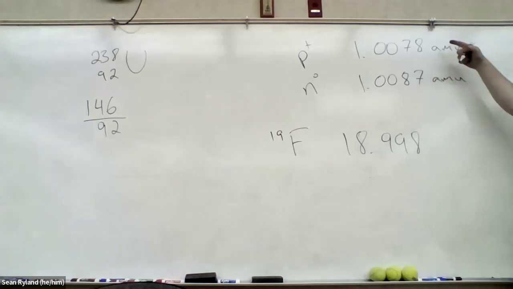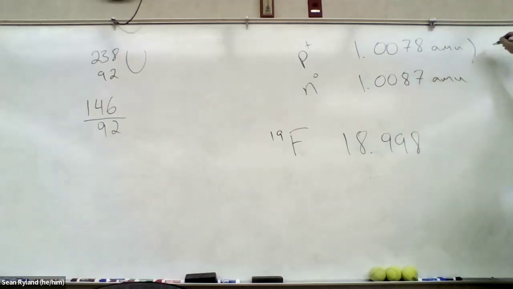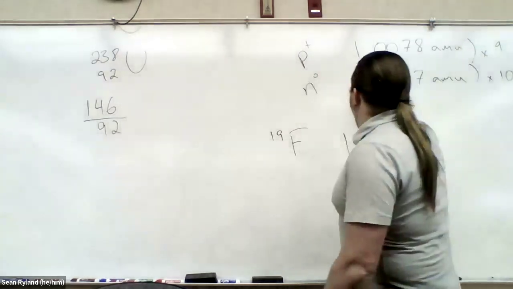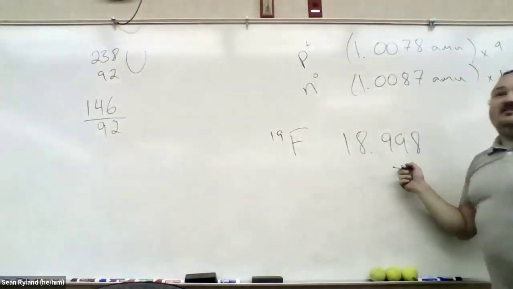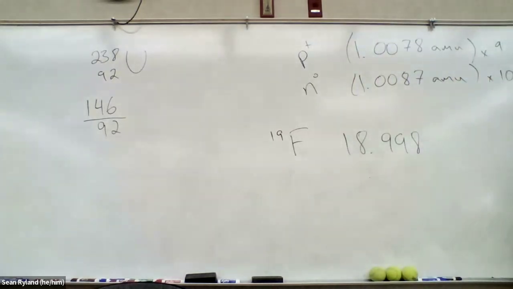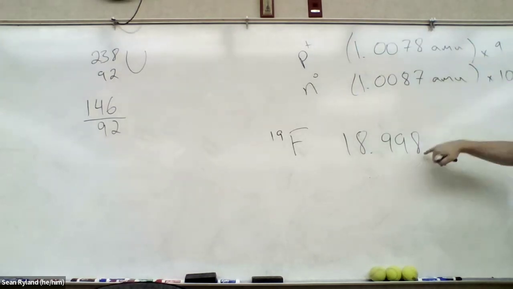How come it's not the same as 9 of these and 10 of these? Without even doing the math, we know that that's not going to add up to the right amount, right? There's some mass that's missing, and so we call that mass defect. Mass defect is the difference in mass between adding up all the pieces individually and what the nucleus actually weighs.